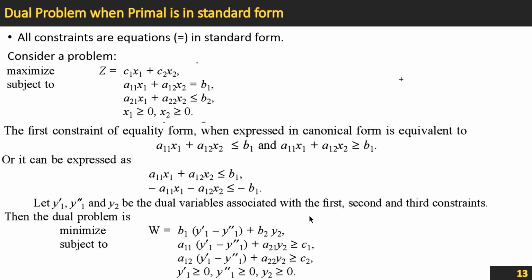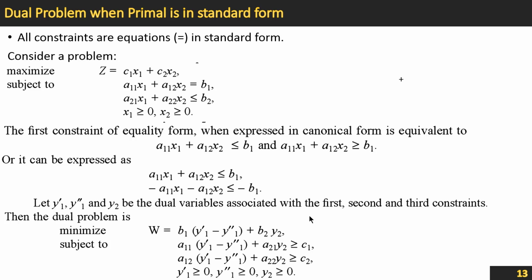Now in some cases the constraints are in equation form, which is known as the standard form, correct? When all the constraints are equations, then that LPP is in the standard form. We have already studied in the linear programming classes how to convert any linear programming problem into a standard form.